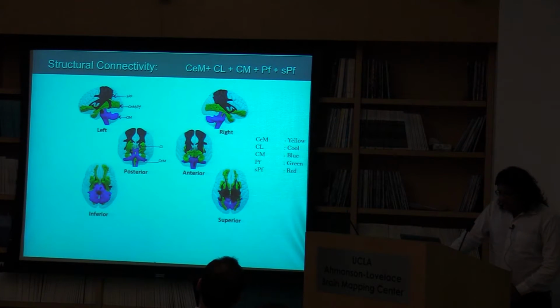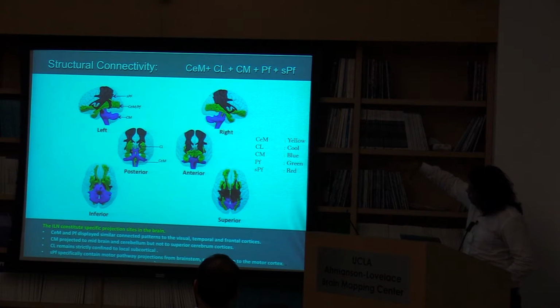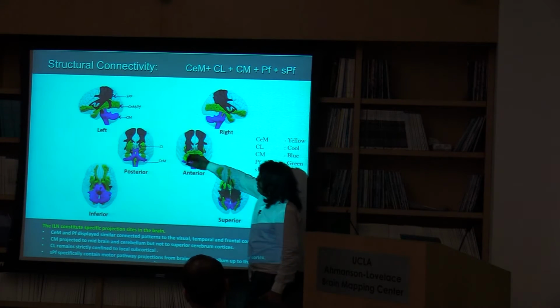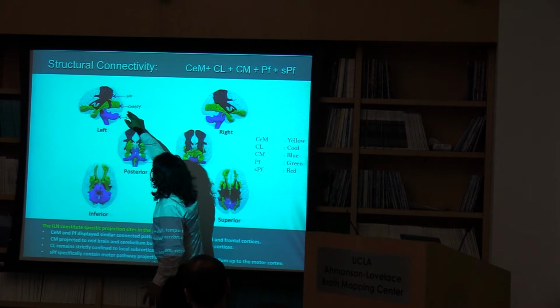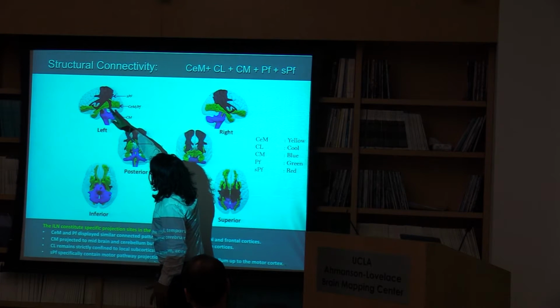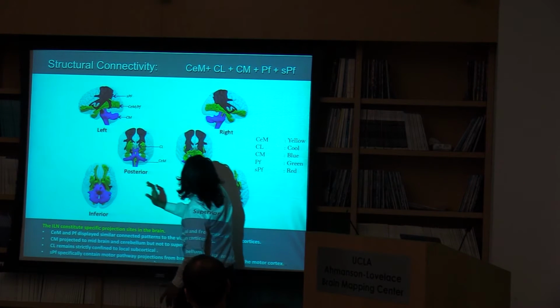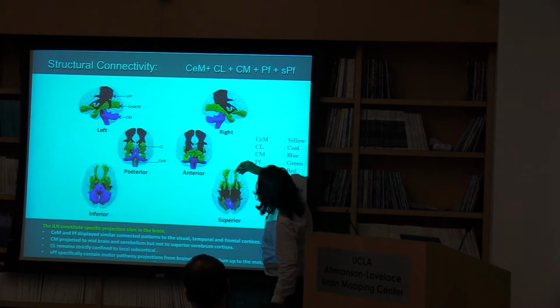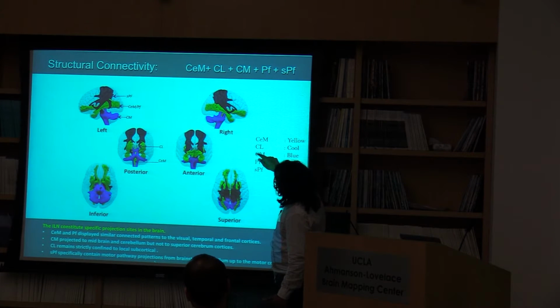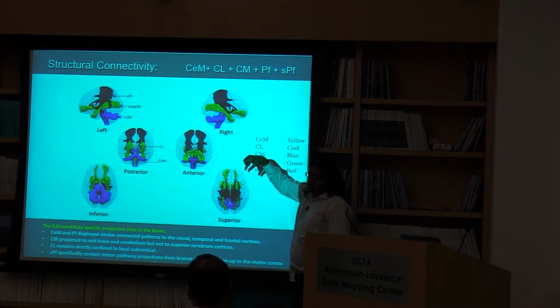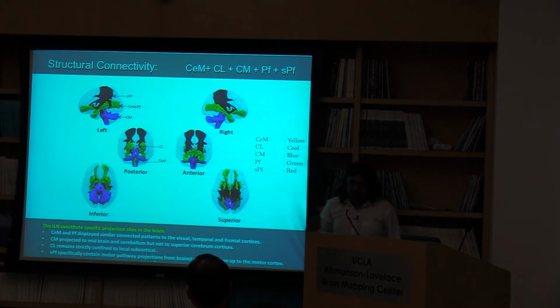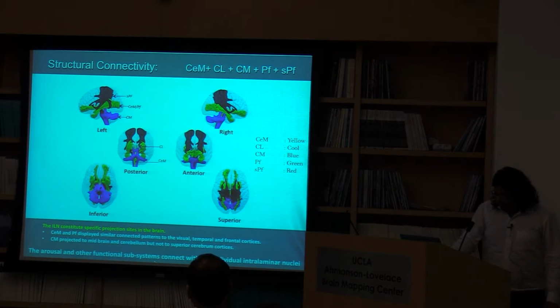The connectivity patterns showed mainly specific projections but also overlapping ones. For example, centromedian and parafascicular nuclei have a shared path, and subparafascicular goes to sensory and motor areas, and centromedian goes mainly to the cerebellum and also the brainstem. I don't see it here, but centrolateral has a very nice connection with the superior colliculus. So this is very specific. The arousal and other functional subsystems connect with the individual intralaminar nuclei.